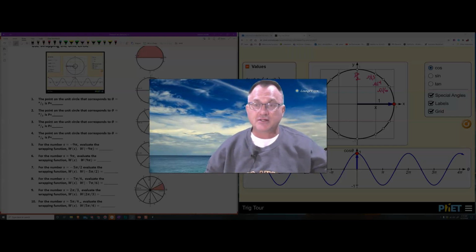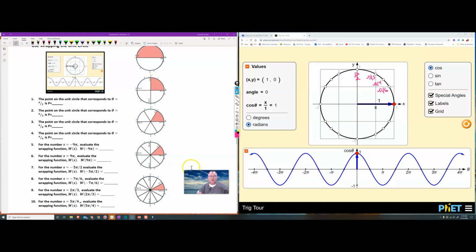So you're attached to Google Classroom today. There's a simulation, and you're going to click on that, and you'll get a page over here that looks like this, where I've got a unit circle. The things that you're going to set up on here: you want to click radians. Over here, you can click cosine. This one really doesn't matter just yet. And then click special angles, labels, and grid.